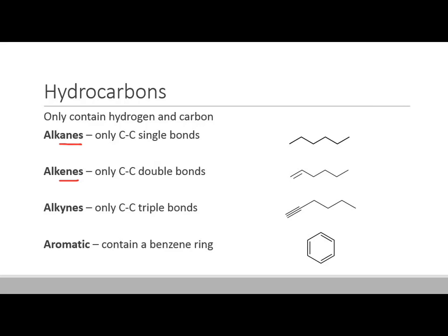An alkyne, so if I had something like heptyne, the hept would tell me that there are 7 carbons in the structure, and the Y-N-E ending would tell me that it has a triple bond in there. And then there's one kind of special group. These are the aromatic hydrocarbons, and these contain a benzene ring, which is kind of a weird thing. It's 6 carbons in a row with alternating double bonds.